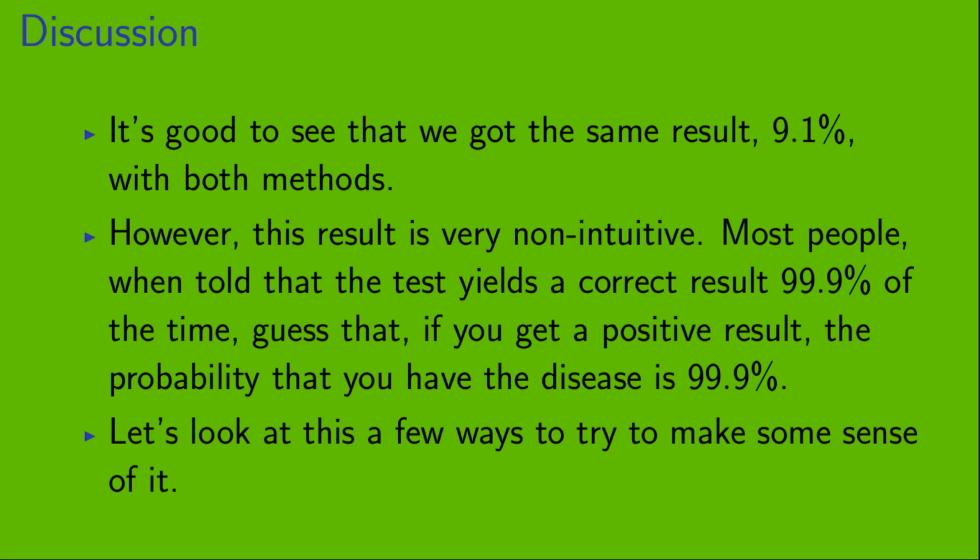However, this result is very non-intuitive. Most people, when told that the test yields a correct result 99.9% of the time, guess that if you get a positive result, the probability that you have the disease is 99.9%. Let's look at this a few ways to try to make some sense of it.